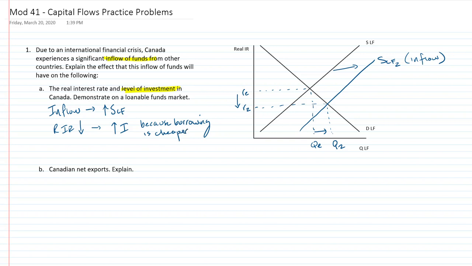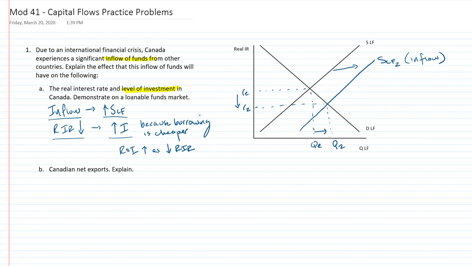This also relates to the idea that the return on investment will increase as there is a decrease in the real interest rate. In other words, businesses are going to be able to make more money on their projects as those projects become cheaper when the rate of borrowing decreases. So we've got a capital inflow, we've got an increase in the supply of loanable funds, we've got an increase in investment spending, and a decrease in the real interest rate. Those are our answers to part A.